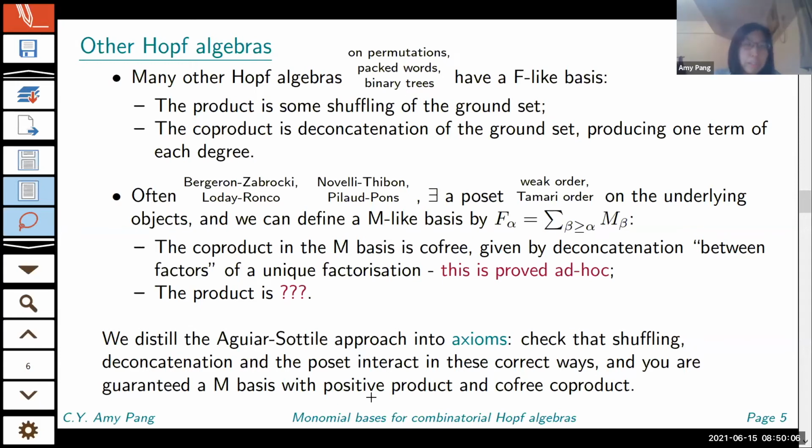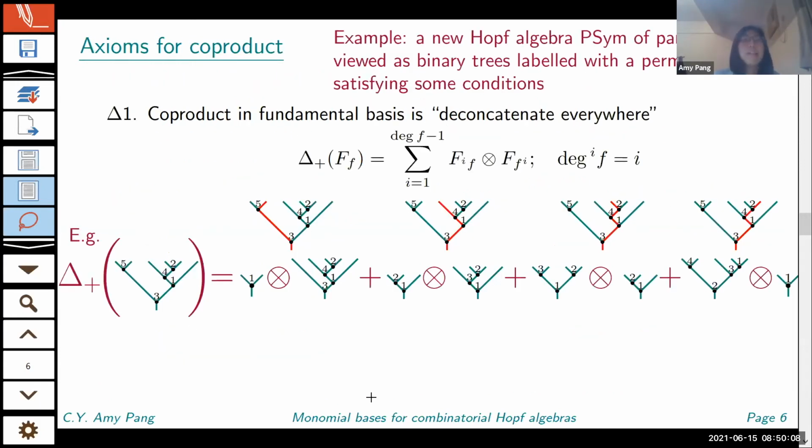So let me show you those theorems. My example is going to be one of the new Hopf algebras that we made on parking functions, which we view as a tree whose internal nodes are labeled with a permutation. There are some conditions which, for reasons of time, I'm not going to explain in detail. You can chase me or my co-authors afterwards and ask how it works.